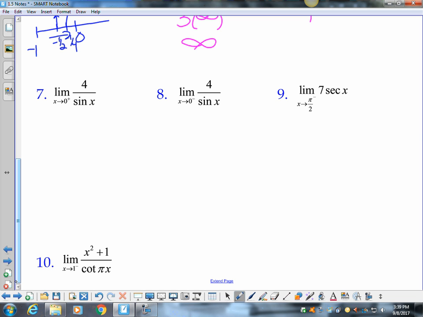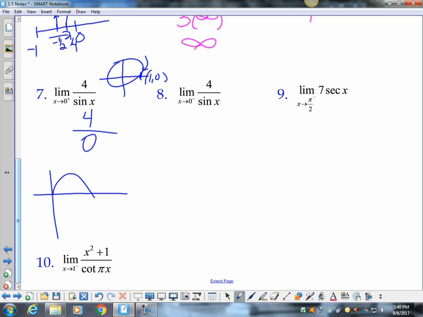So now let's look at number 7. I don't want to write sine of x as a cosecant on top. I really just want to leave it alone. So I'm going to have 4 over sine x, headed to 0 from the right. Sine of x is, let's see, this is 1, 0. So sine of x is going to be 0. Well, I can't just plug a 0 in here, so that doesn't help me. I have to think about it.